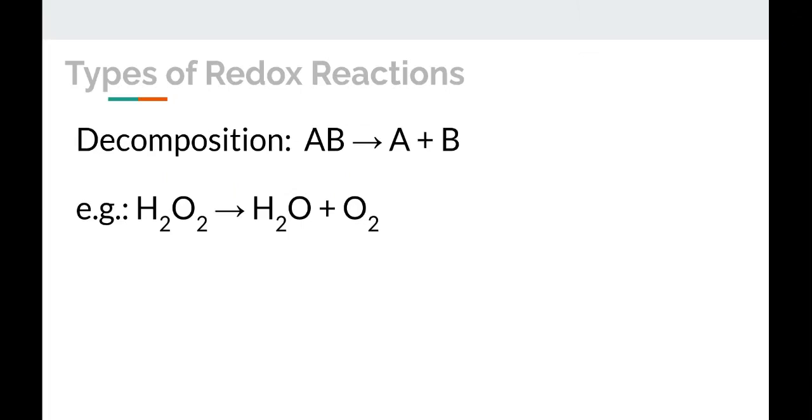A decomposition is like the reverse. This is one single substance that becomes 2 or sometimes more products. And this example of hydrogen peroxide, H2O2, splitting up into water and oxygen, that's a redox reaction that's a decomposition.